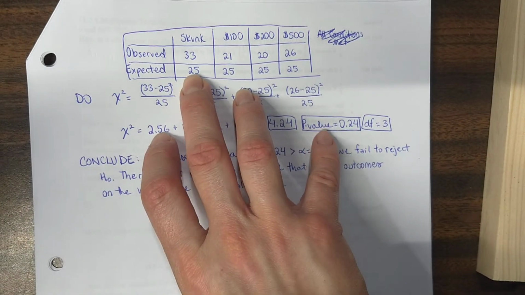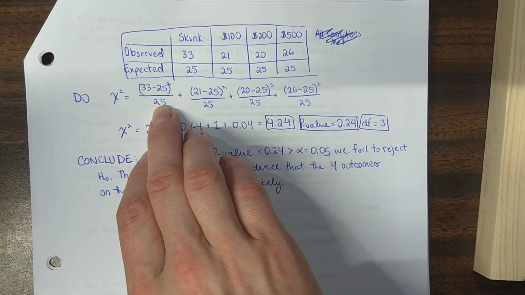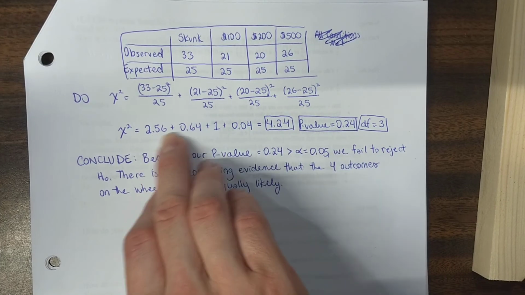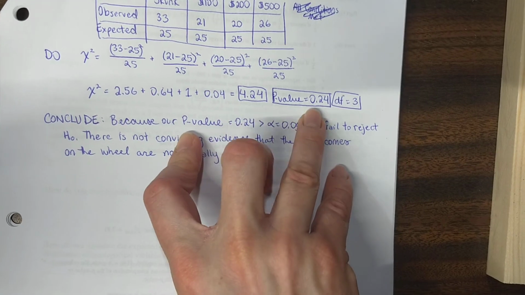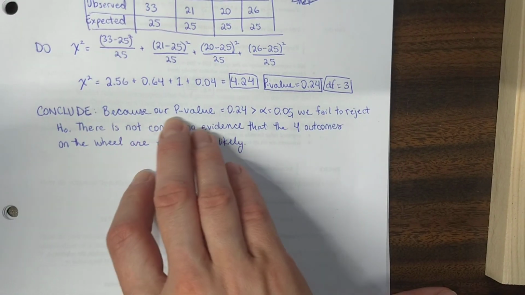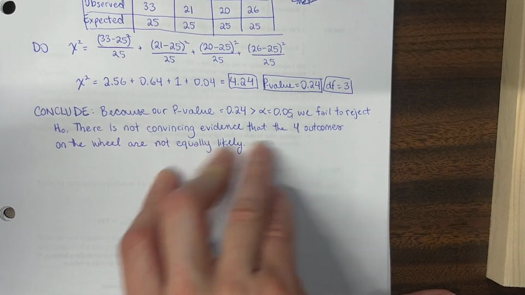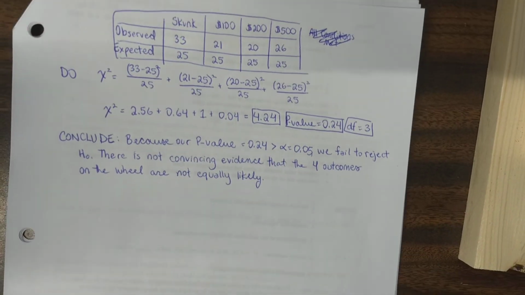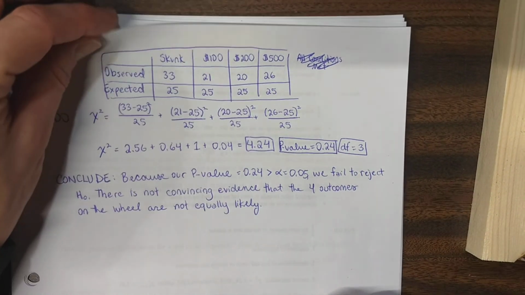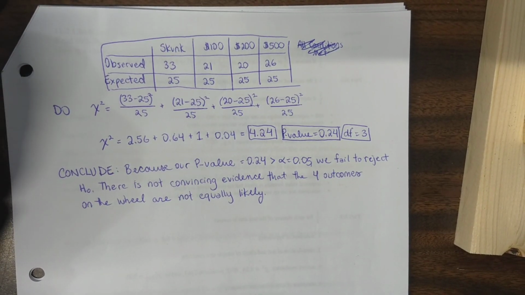All conditions are met. So we make a table of expected counts, which is right here, and then observed minus expected squared over expected gives us these components for the chi-square, that one being the largest, giving us 4.24, p-value of 0.24, degrees of freedom 3. Because our p-value is greater than alpha, we fail to reject H0. There is not convincing evidence that the 4 outcomes on the wheel are not equally likely. Good luck. That's it for goodness of fit tests. All right, I'll see you again for the next 2 chi-square tests.